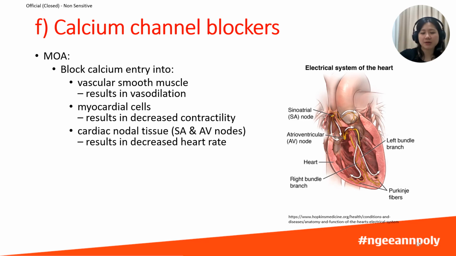They can also block calcium entry into cardiac nodal tissue, such as the sinoatrial or SA node and the atrioventricular or AV node. So if you need to recap what these nodes are, the SA node generates the electrical stimulus, and it is the pacemaker of the heart. This electrical stimulus travels to the AV node and then down to the ventricles. So by blocking calcium entry into the cardiac nodal tissues, it results in decreased heart rate.